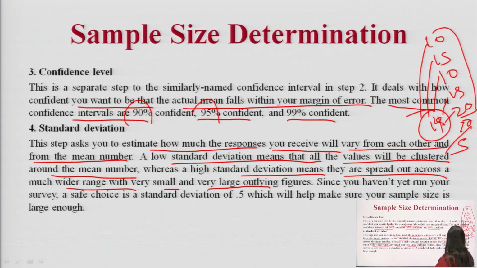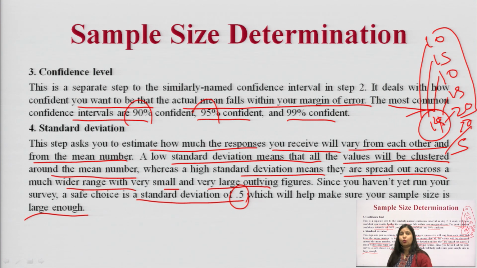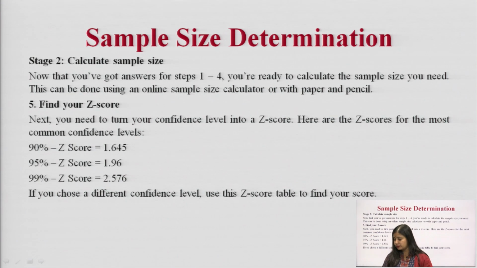Since you haven't run your survey, the safe choice is a standard deviation of 0.5. You must take 0.5 as the standard deviation for your study, which will help you make sure that your sample size is large enough to reduce the standard deviation.